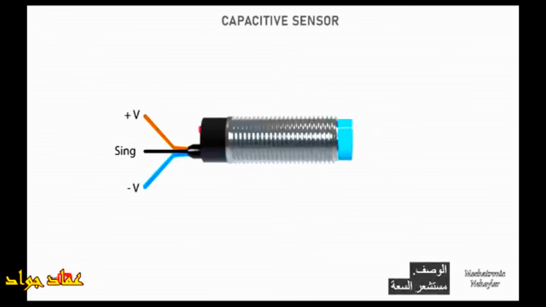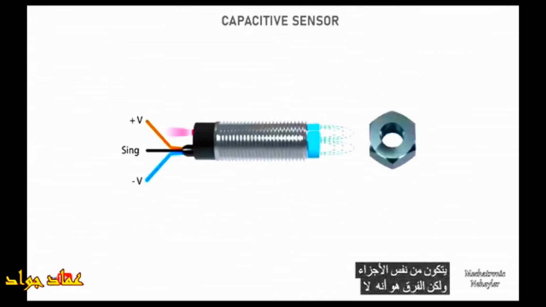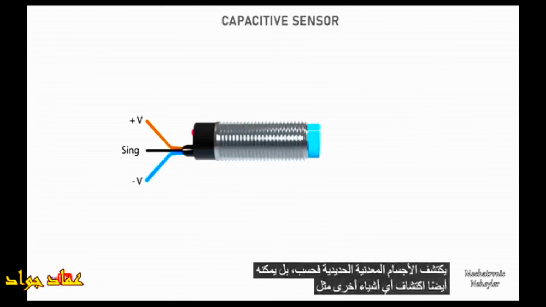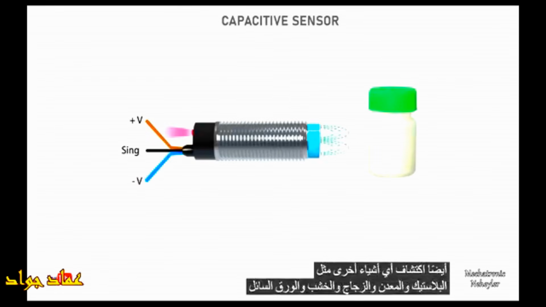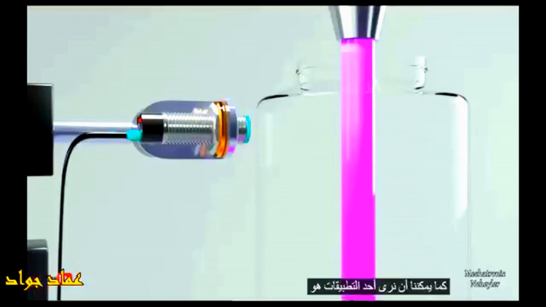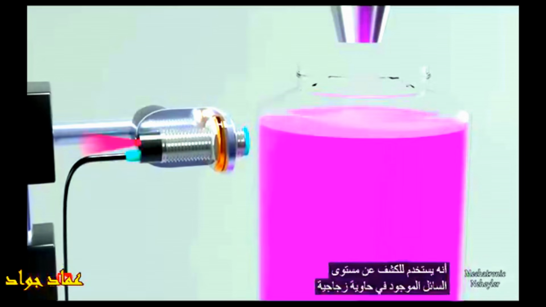The capacitive sensor. Its external appearance is very similar to the inductive sensor, since it consists of the same parts. But the difference is that it not only detects ferrous metal objects, it can also detect any other objects like plastic, mineral, glass, wood, paper, liquid, etc. As we can see, one of the applications is that it is used to detect the level of the liquid contained in a glass container.